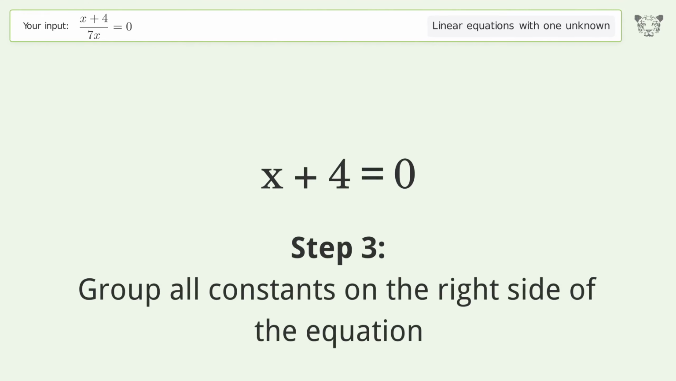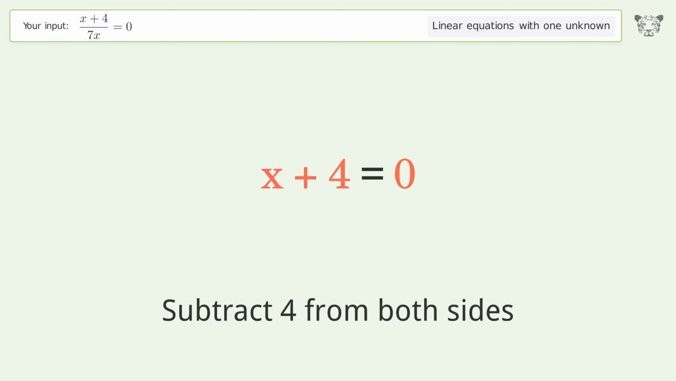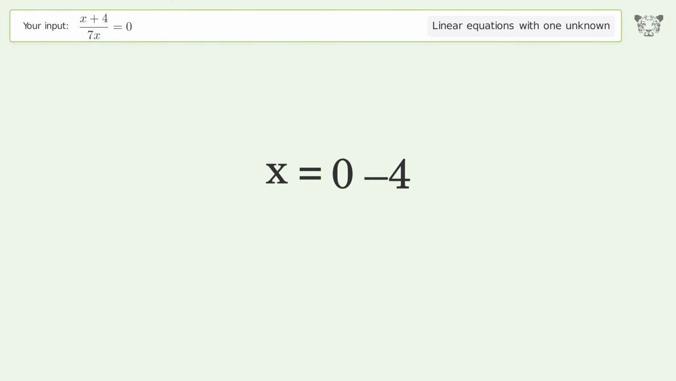Group all constants on the right side of the equation. Subtract 4 from both sides. Simplify the arithmetic. And so the final result is x equals -4.